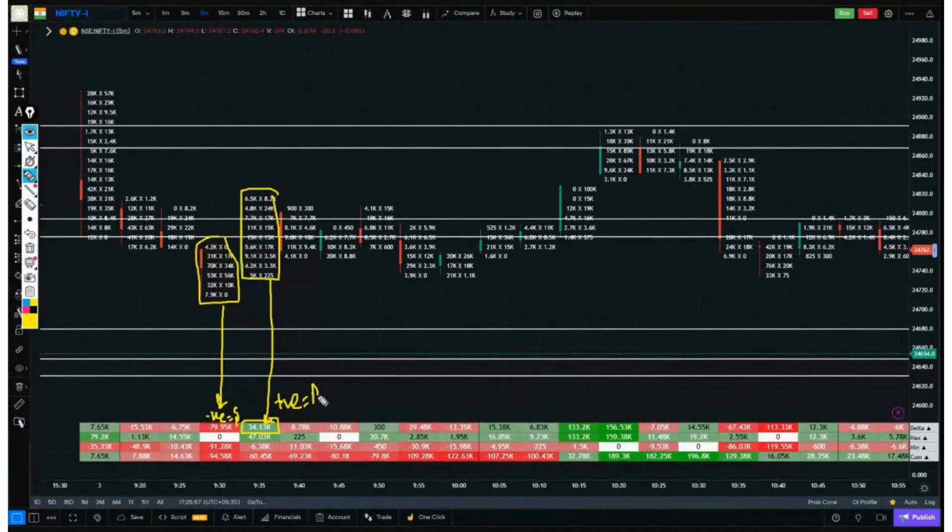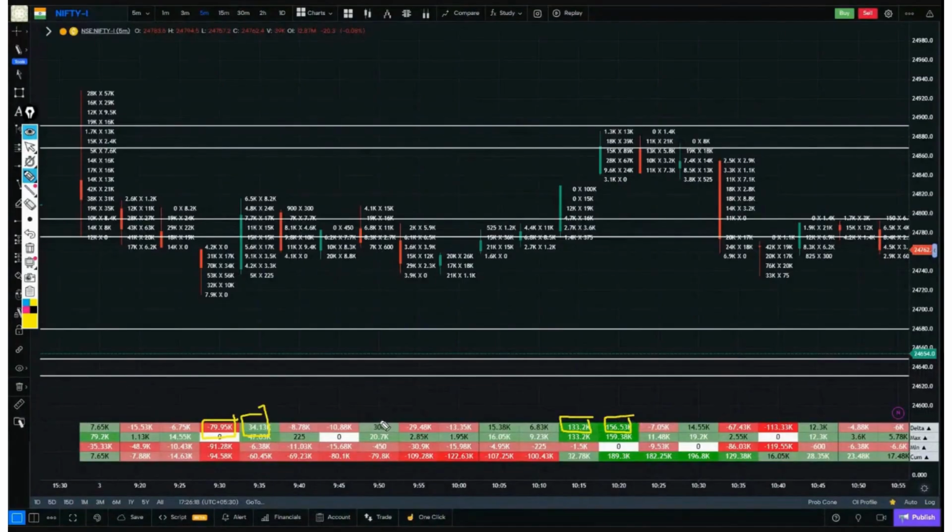Positive delta simply means buyers. Okay, now you understand delta. There are two types: positive when there are more buyers and negative when there are more sellers. Now look at this. There are some candles whose delta is very high: 80,000, 34,000, 1,33,000, 1,56,000.